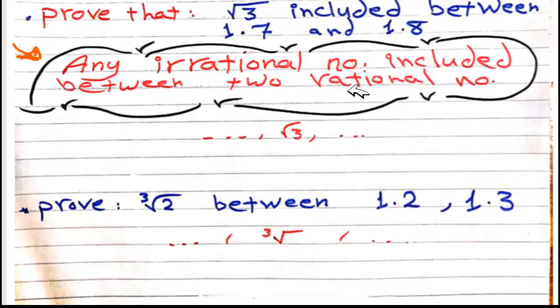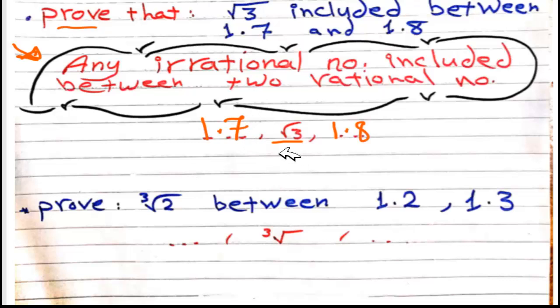Okay, so he wants to know if the square root of 3 is included between 1.7 and 1.8. Prove that. So I put here root 3, and root 3 is included between 1.8 and 1.7.